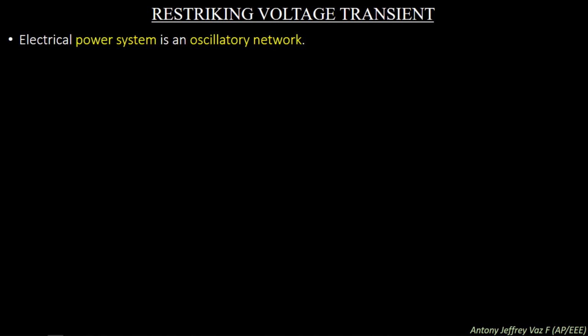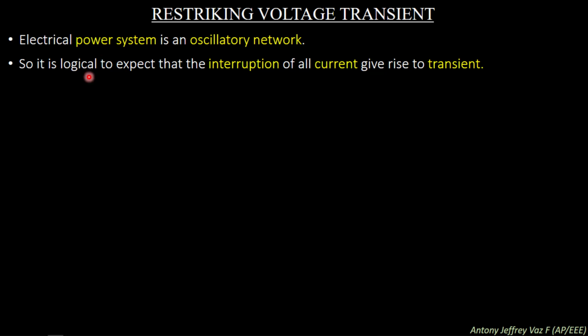Electrical power system is an oscillatory network. We know that in an electrical power system, a lot of complex circuits, components and machines are connected in it. So the power system looks like a complex circuit. It is logical to expect that the interruption of any current gives rise to transients. Since a large number of machines and devices are connected in a power system, this power system is an oscillatory network. So while interrupting the power system, transients will occur due to the large devices and machines connected in it.